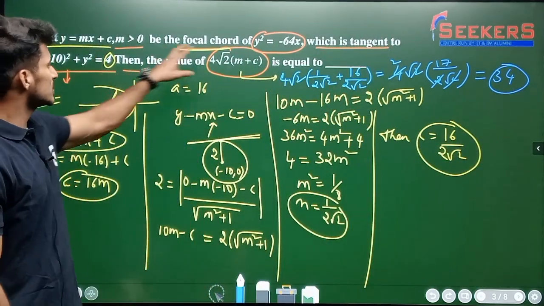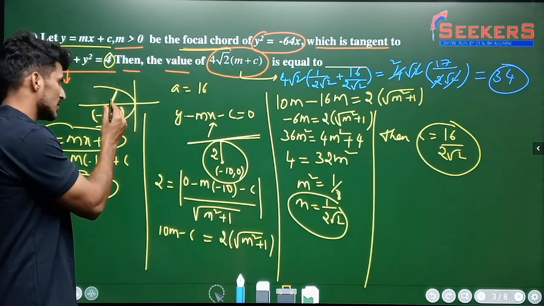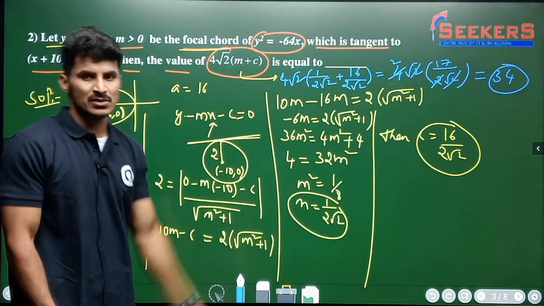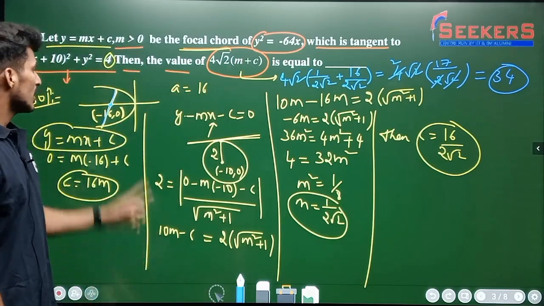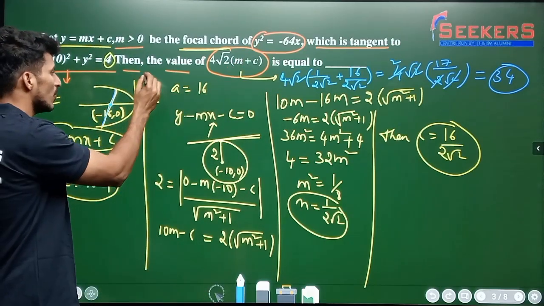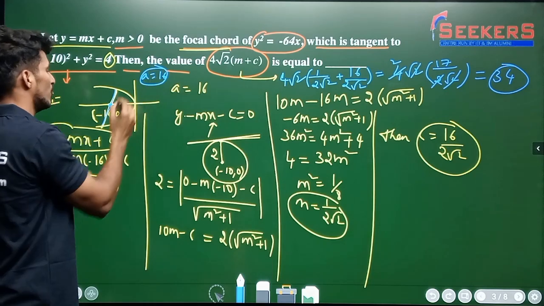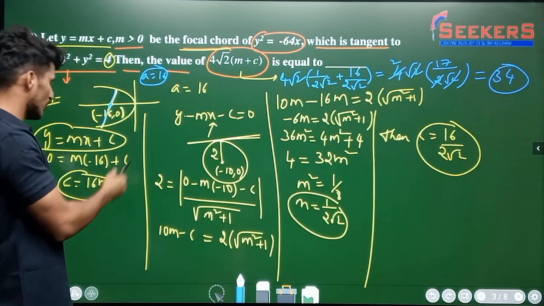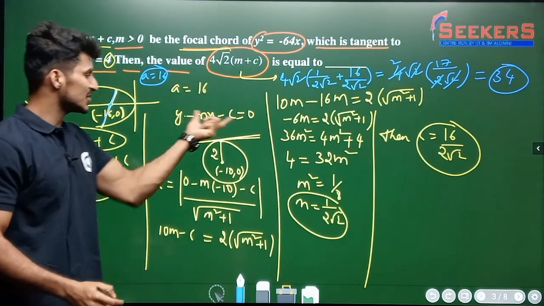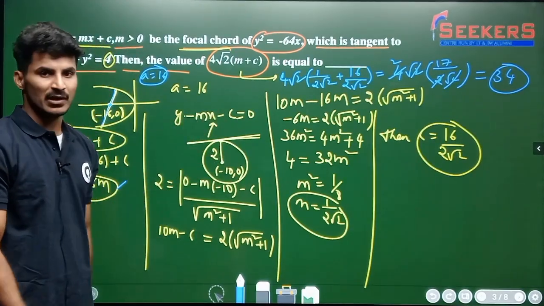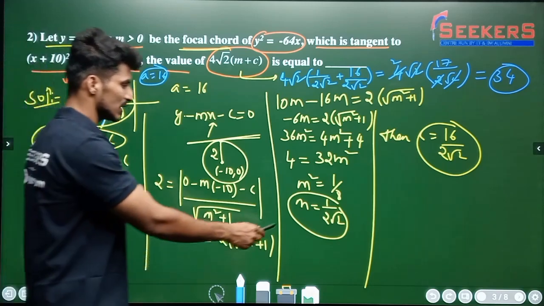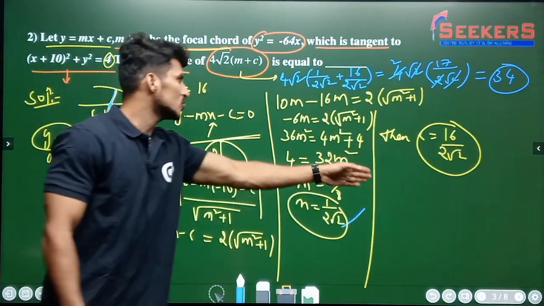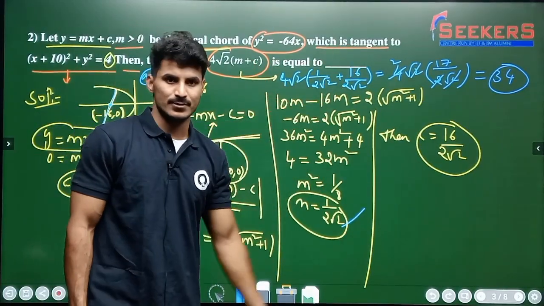So what did I do here? This is a focal chord. I just understood that a focal chord always passes through the focus. We found the focus first. The a value is 16, and the focus is minus 16 comma 0 here, and I substituted this point in the line. I got this equation, and this is also a tangent to the circle. Then I applied the foot of perpendicular concept. I got this condition from this, I mean, I got the m value from that. If I get the m value, I get the c value. These two values substituted here, I got 34 as the answer.